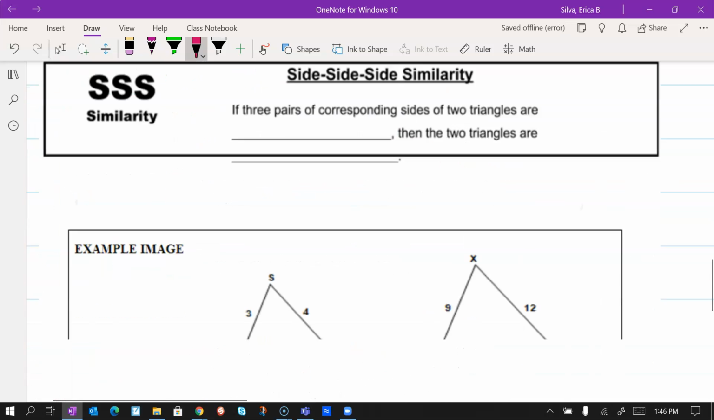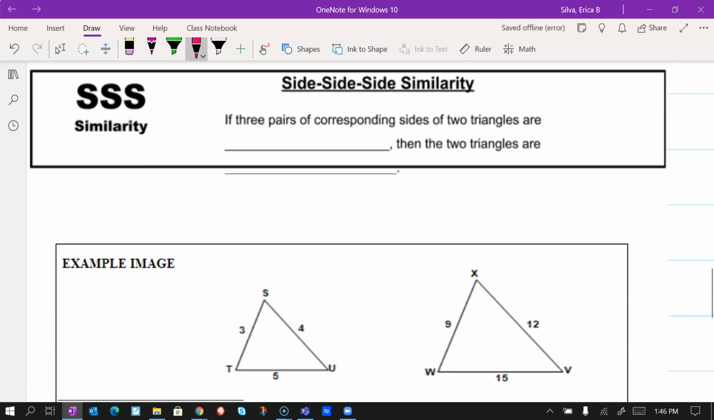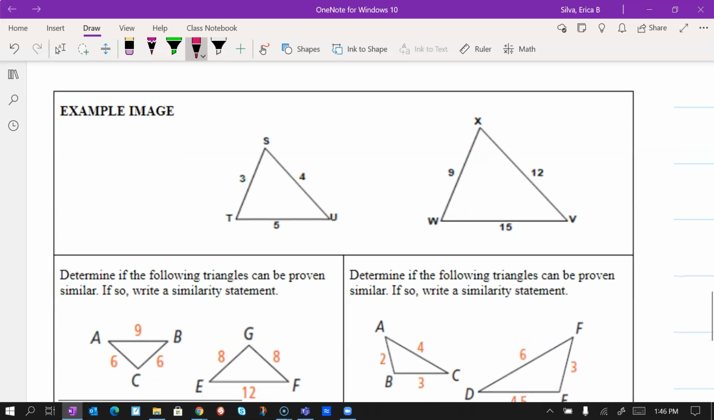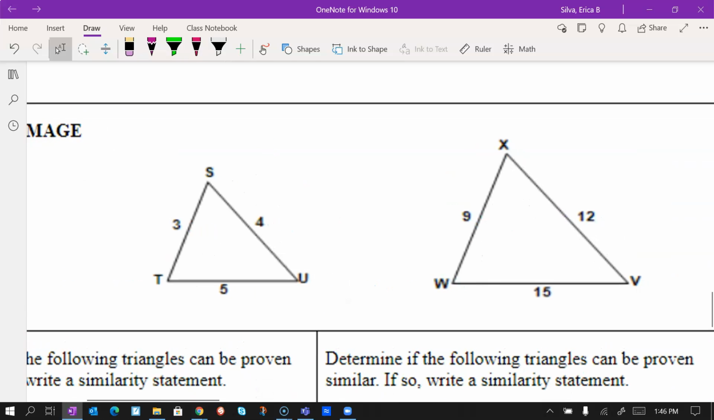All right, let's go to the last similarity. And this similarity is just talking about the sides. So if we have 3 pairs of corresponding sides of 2 triangles that are proportional, then the 2 triangles are similar. We've already done this before, but now we can for sure say triangles are similar if all 3 sides are proportional to each other. So let's look at this one.